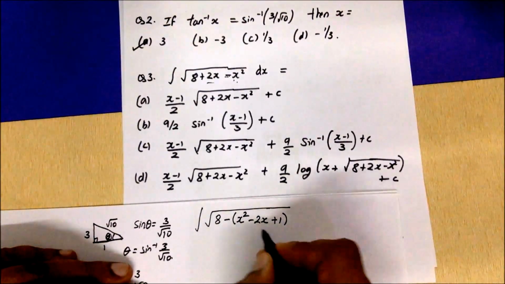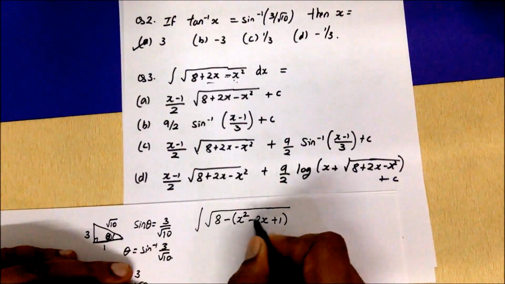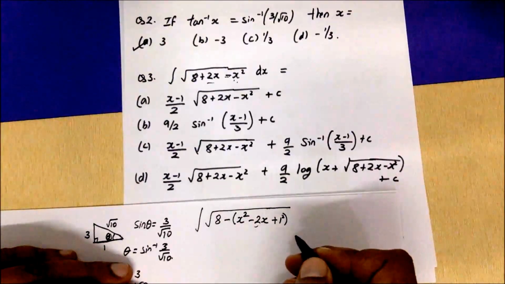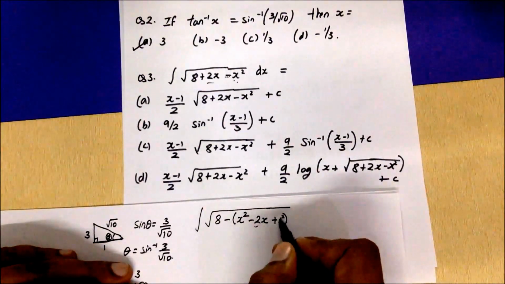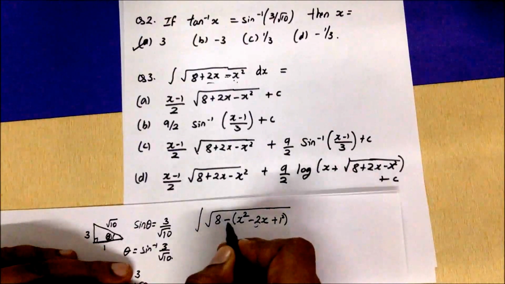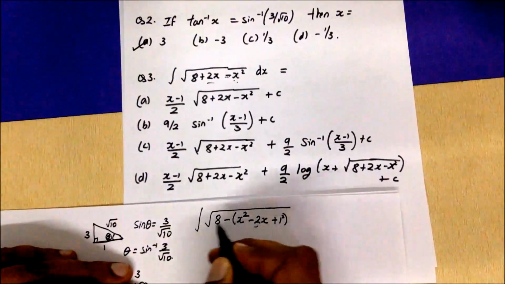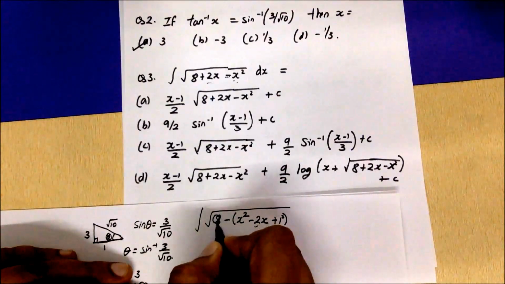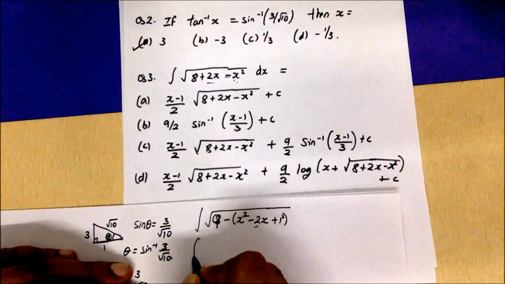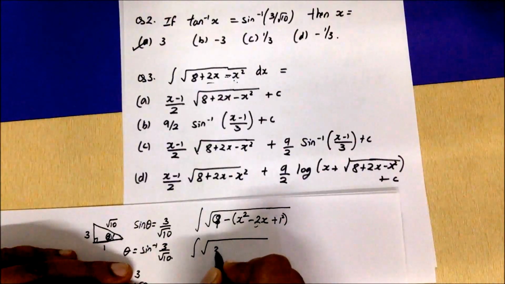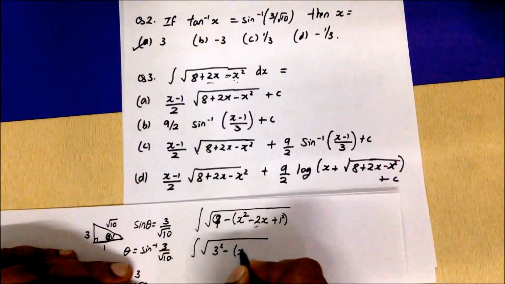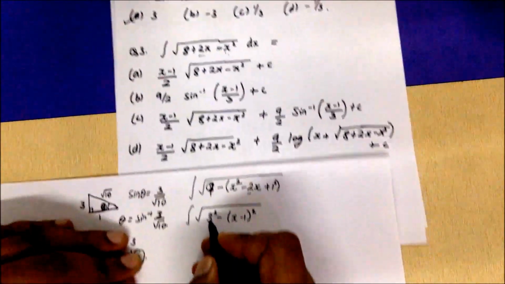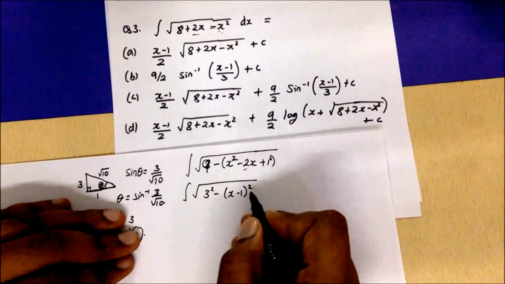So how do you form the perfect square? It is just division of the coefficient by 2 and squaring it. So it's going to be 1 square. Since you are adding the 1 inside the bracket but outside it's minus, you have to add the 1 outside the bracket also. So this becomes a 9 over here. So you are having this integration as root of 3 square minus x minus 1 the whole square.